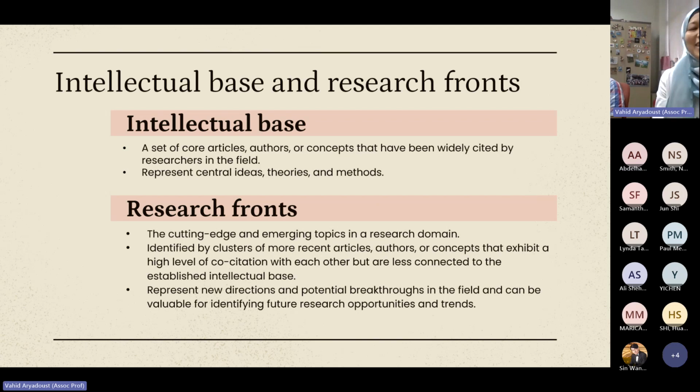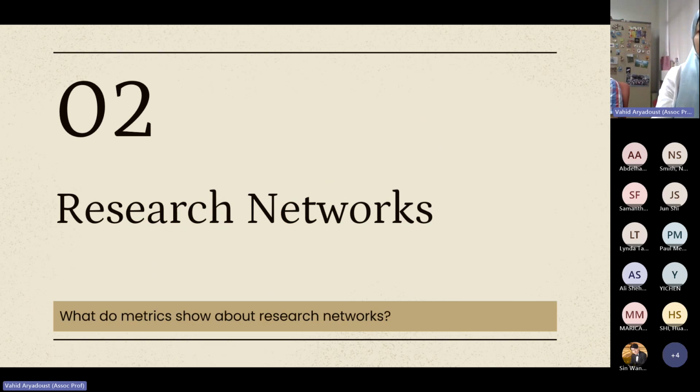Okay, great. So these are identified by classes of research articles, authors, or concepts that show a high level of co-citation with each other, but are not actually as connected to this established intellectual base. And it can represent new directions and potential breakthroughs in the field, which is useful if you want to identify future research opportunities and trends.